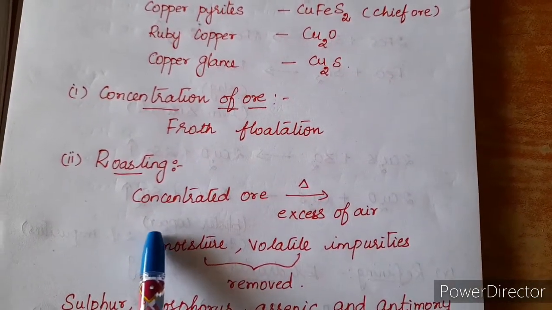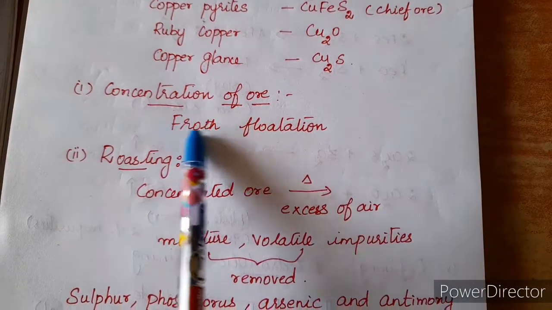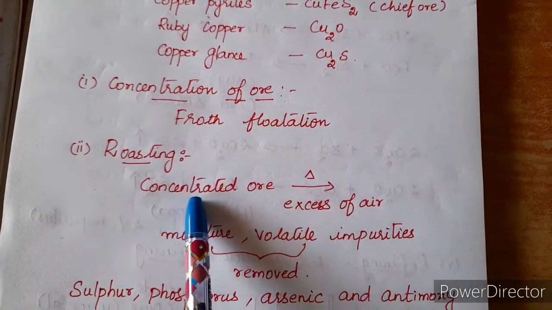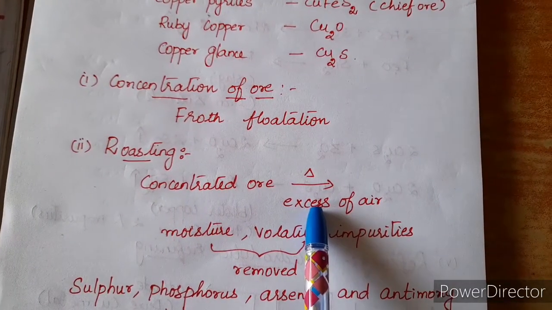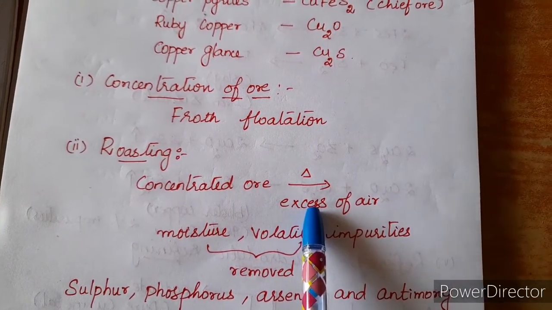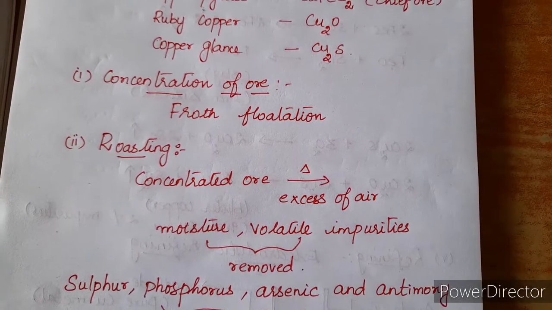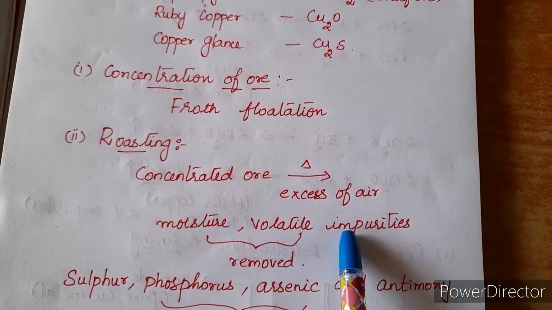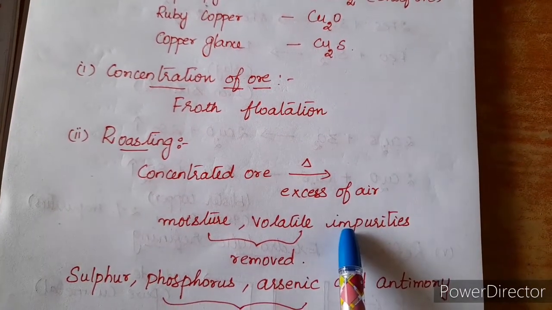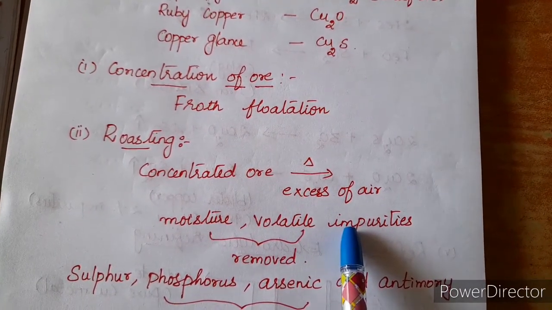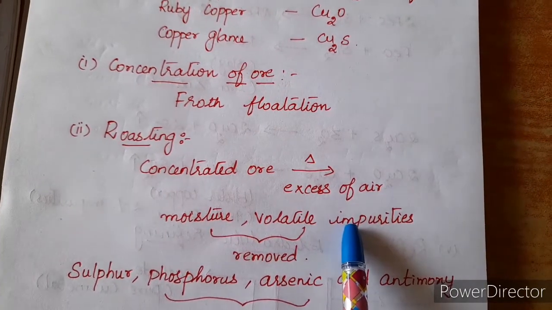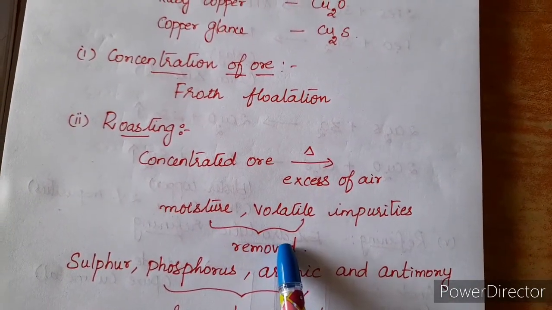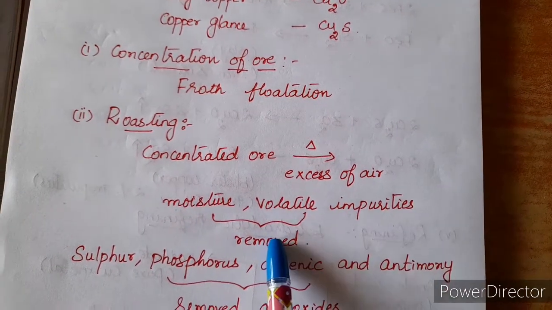The next process is the roasting process. Now we have concentrated using the Froth flotation process, isn't it? Now this concentrated ore, when it is heated in excess of air, now what is removed? Now I have given in the list what are the things that is removed. The first, the moisture and volatile impurities. Volatile impurities which can be converted into gas, isn't it? The components that can be converted into gas is the volatile impurities. So moisture and volatile impurities will be removed.